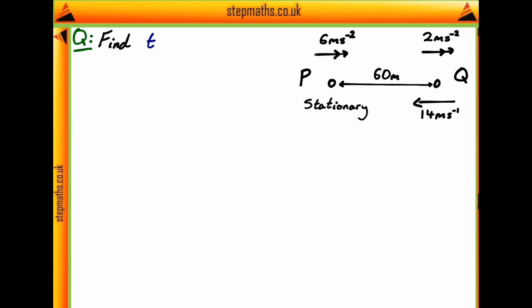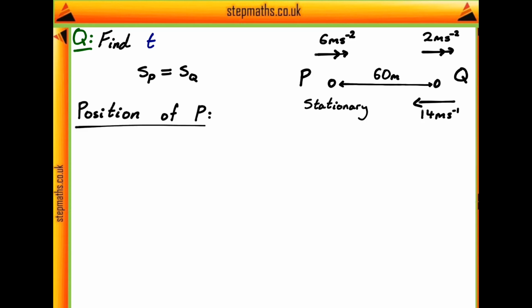To try and solve this question, we should have a bit of a think about what it's actually asking us. It's asking us to find the time at which the positions of our two particles are the same. So what we could try and do is find the position of P at some time, and the position of Q at some time, and then setting these equal to one another, we'll find the time at which these positions are equal.